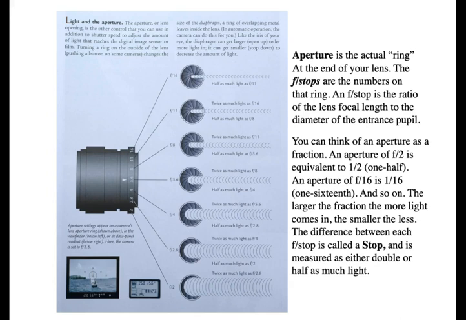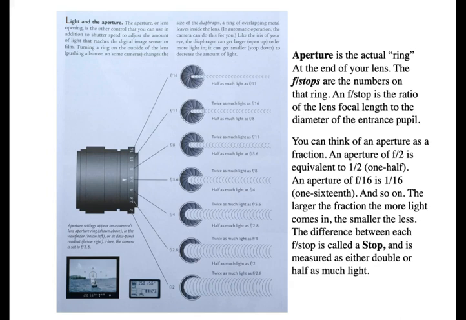So f16 is not just an aperture, but it's 1/16. So when you think about them in relation to each other, size-wise, f2 is going to be bigger. It's going to let in more light than f16 because fractionally a half is larger than 1/16. So f16 is a small hole.